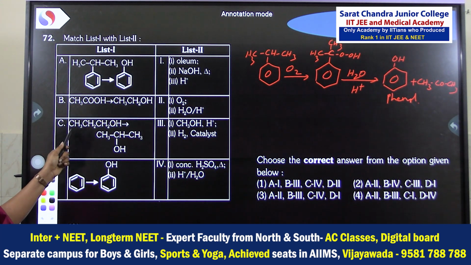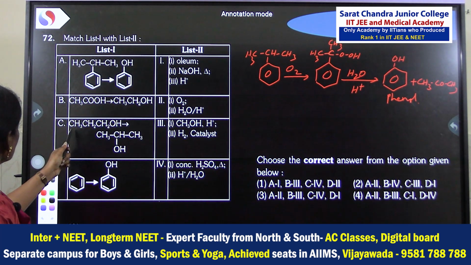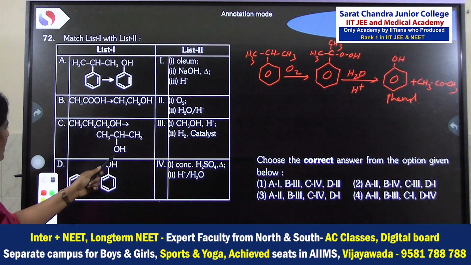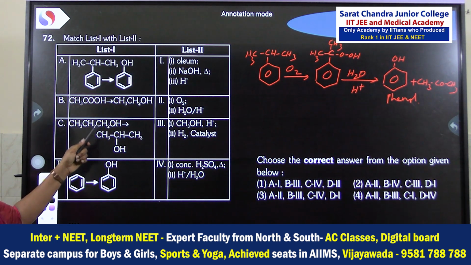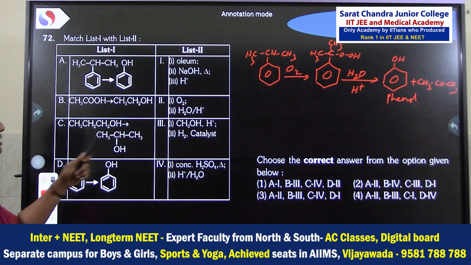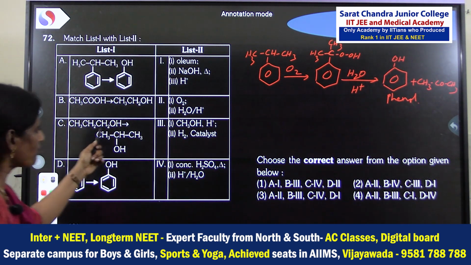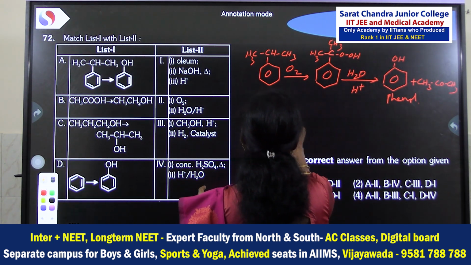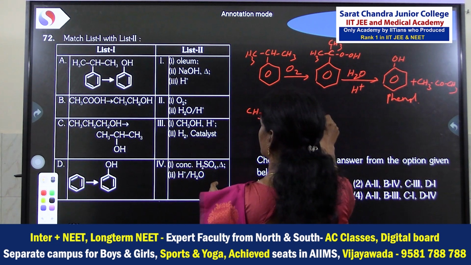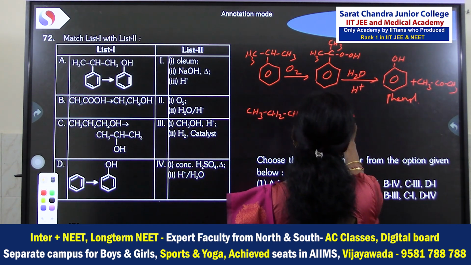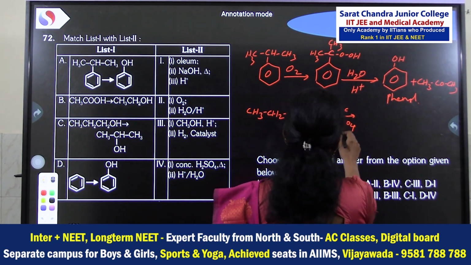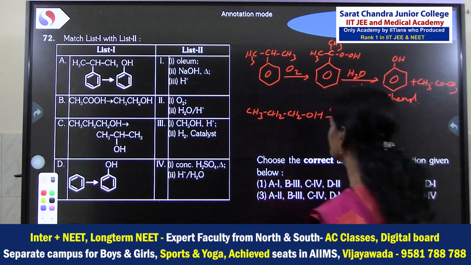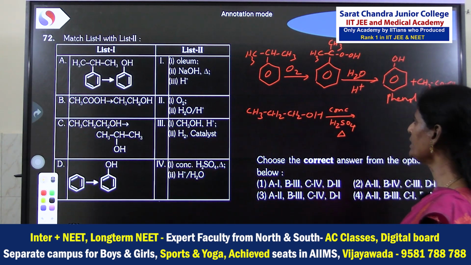And coming to C, C is again alcohol. So it is a primary alcohol, and the next product is a secondary alcohol. So what are the reagents useful for the conversion of propyl alcohol to isopropyl alcohol? So when propyl alcohol is treated with concentrated sulfuric acid and heat, the purpose is dehydration, so removal of a water molecule from the alcohol.